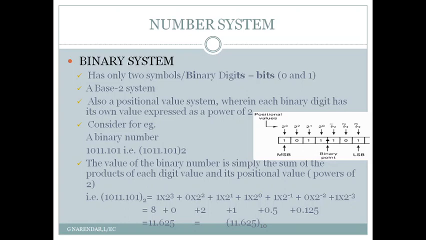And this binary system, like the decimal number system, is also a positional value system wherein each binary digit has its own positional value, expressed as a power of 2. If we compare this with the decimal system, there you can see the positional values are powers of 10 because the base of the decimal system is 10. And here for the binary system, the positional values are powers of 2.